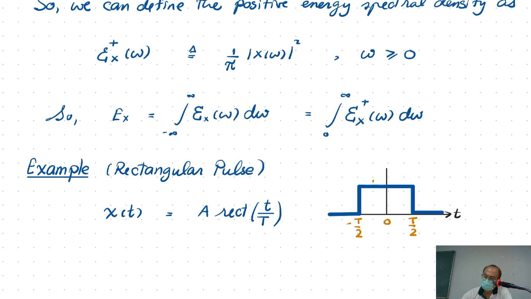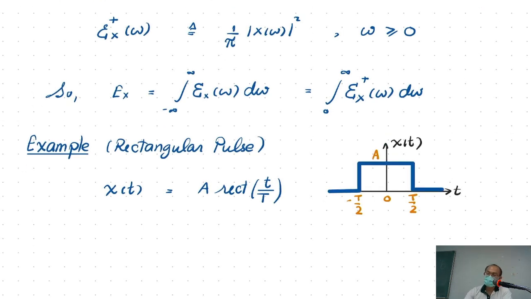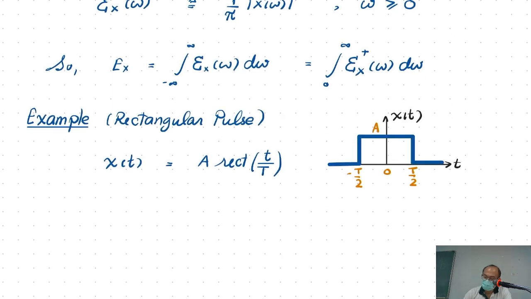And the height of the box is A. So this is our signal X, a rectangular pulse signal. Now, I'm going to find the energy spectral density of a rectangular pulse signal. Before I do that, I need to find the Fourier transform of the signal, right?